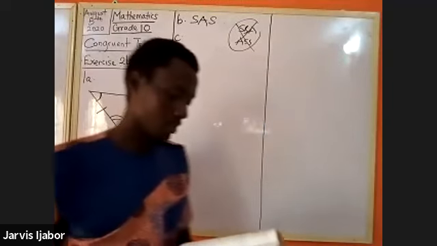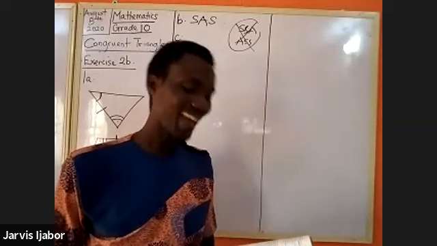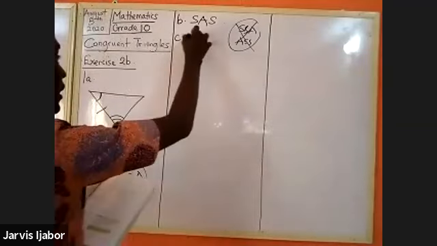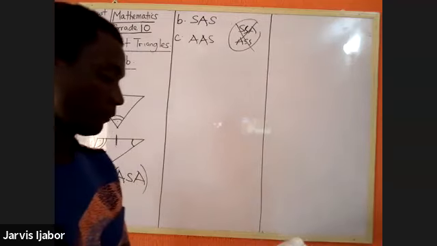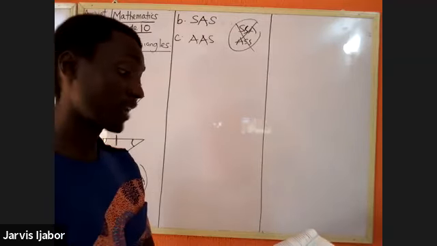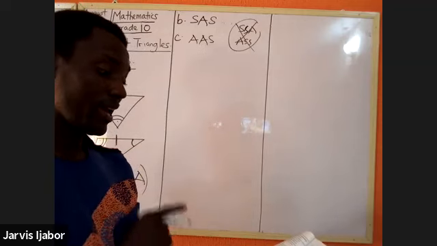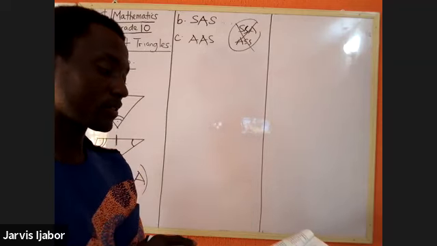Question C. Look at C. It's what? AAS. You have to be careful. AAS. And the other one is what?